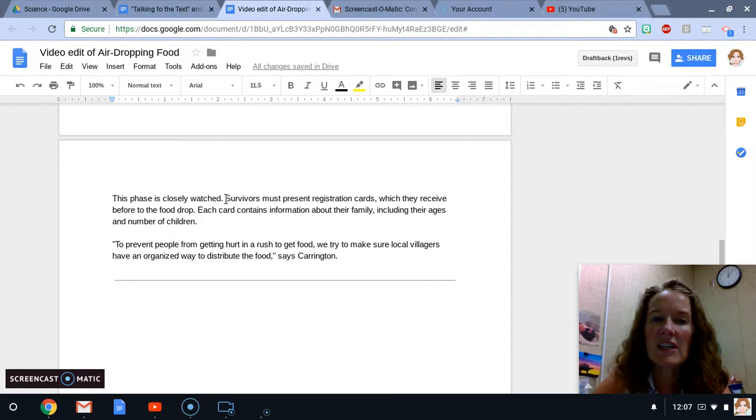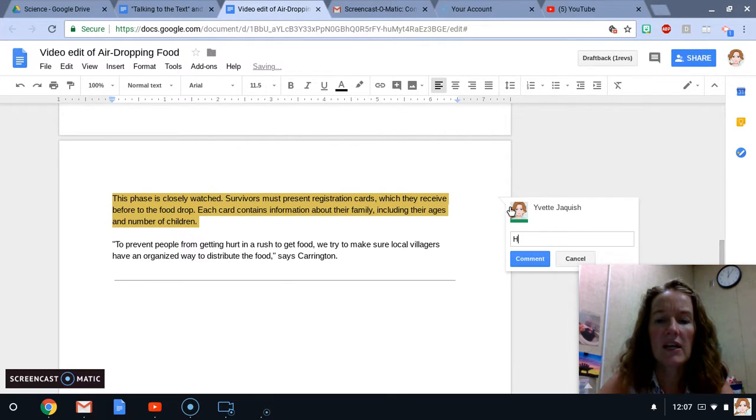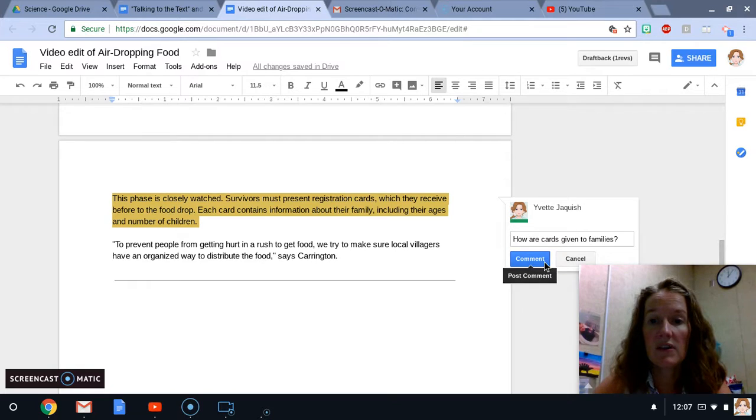I might have a question here. How do they get these cards to people? We can't get food there. How are we passing these cards out, right? How are cards given to families? That seems like a logistical question that you can come up with.